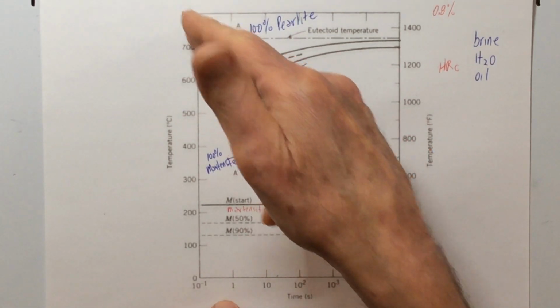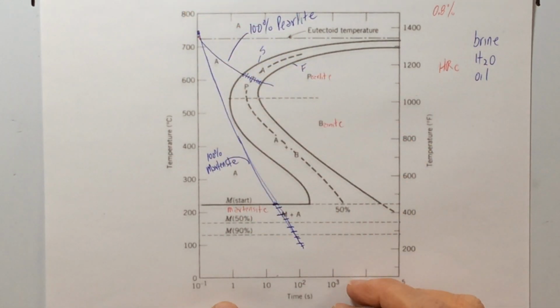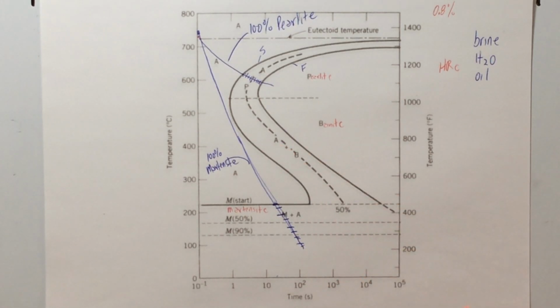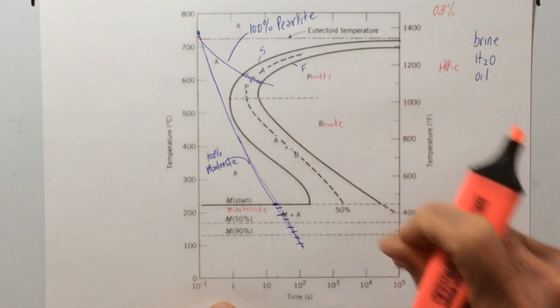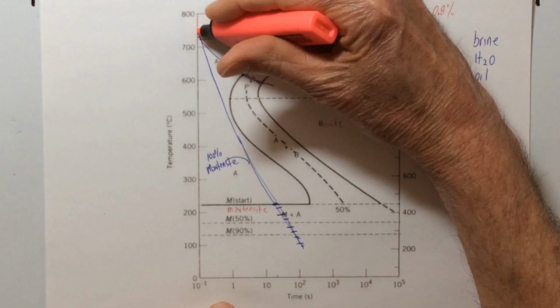These are constant cooling rates. They all kind of have the same slope to them, and that takes place all the time. But here's something that could possibly happen. If we wanted to, you say, well, how do we go about getting a 100% Bainite structure, which is intermediate as far as its strength and hardness goes? You could do something like this.